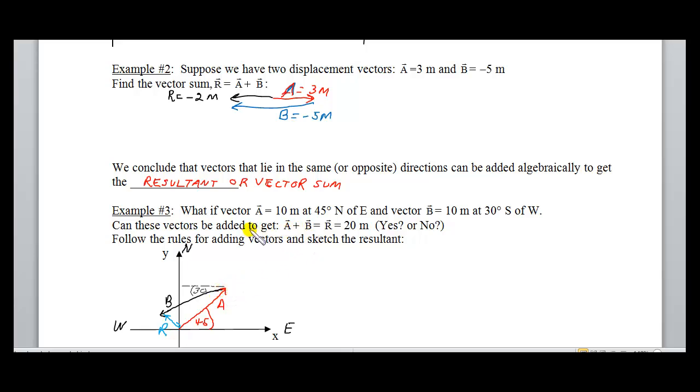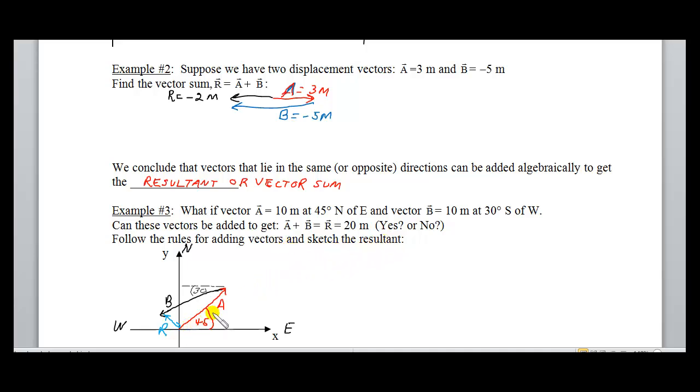Now, if we add them, is our resultant going to be 20 meters? Yes or no? Well, you should see that these vectors have different directions. They don't lie along the same direction or opposite direction, so we can't simply add them up algebraically. 10 meters plus 10 meters gives me 20 meters, but that's not the correct answer. And we can see that by simply using our rules for adding vectors and finding the actual resultant.